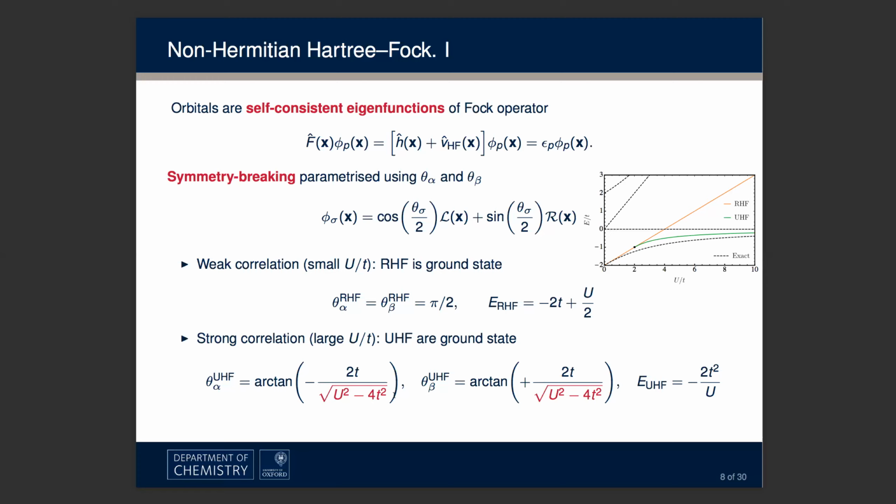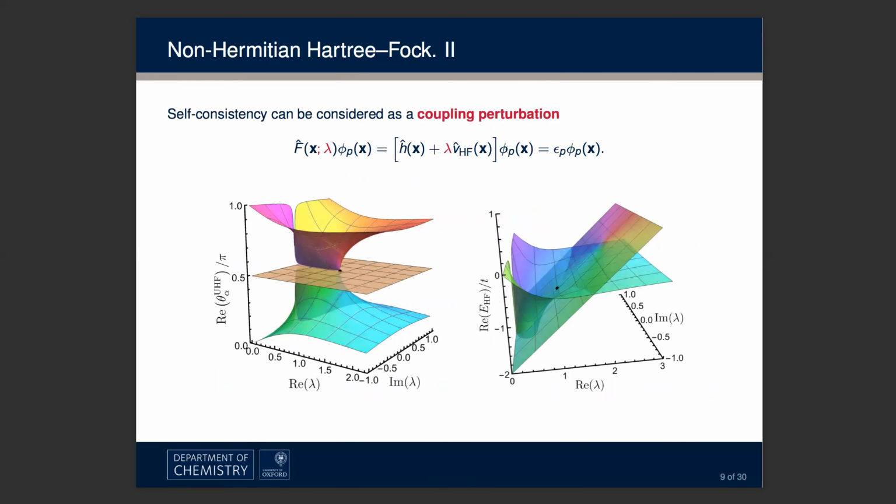If we introduce the coupling term again with our lambda value, and we couple the Fock parameters, the self-consistent term, using a complex lambda value, we see exactly the same structure in the complex plane. When lambda is equal to 1, and this symmetry breaking event occurs, we see that an exceptional point appears in the complex theta plane.